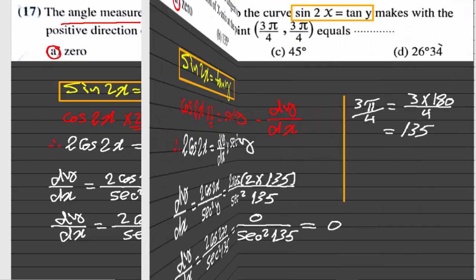Question number 18. Here we have the straight line ax plus by plus c equals 0 is perpendicular to the curve xy equals 1. Then a is greater than 0 and b is greater than 0, or a is less than 0 and b is less than 0, or a equals 0 and b not equal to 0, or a is greater than 0 and b is less than 0, or a is less than 0 and b is greater than 0.